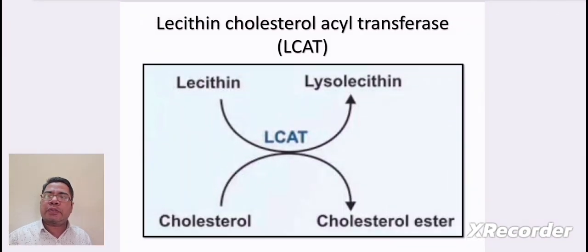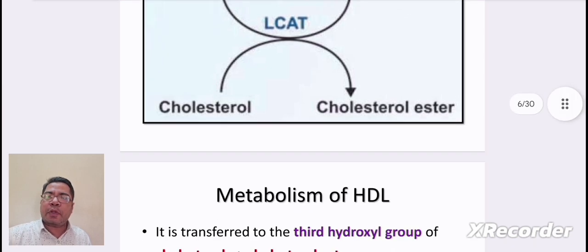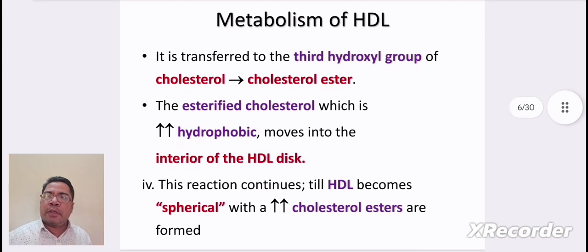Lecithin cholesterol acyl transferase: lecithin is converted to lysolecithin and cholesterol is converted to cholesterol ester in the presence of the enzyme LCAT. The fatty acid is transferred to the third hydroxyl group of cholesterol to form cholesterol ester. The esterified cholesterol, which is highly hydrophobic, now moves into the interior of the HDL disc. The reaction continues till HDL becomes spherical with increased cholesterol esters.